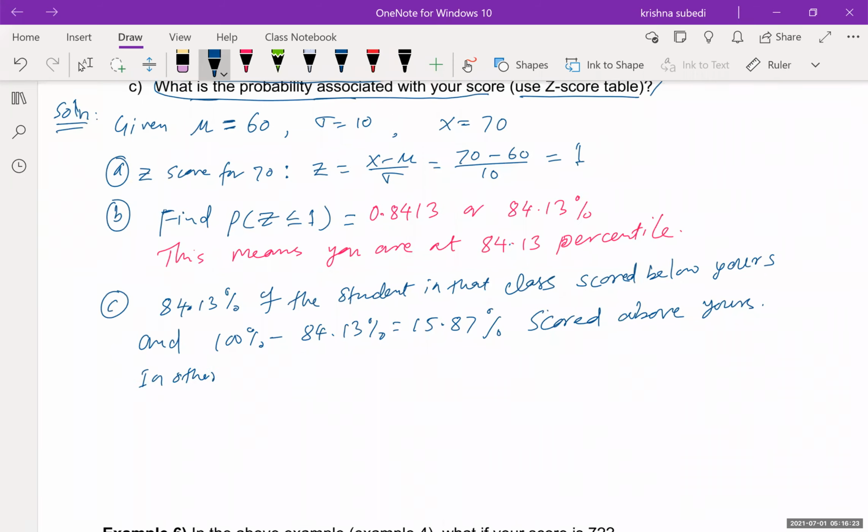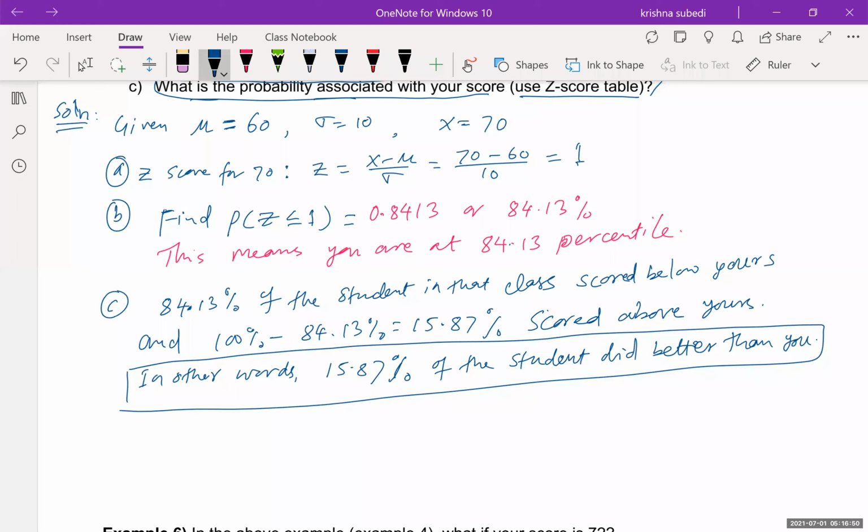So in other words, 15.87 percent of the students did better than you. Okay, that's the meaning.